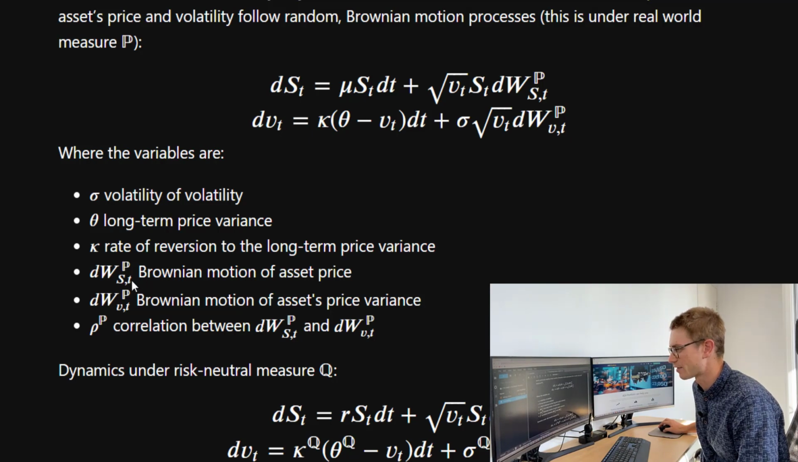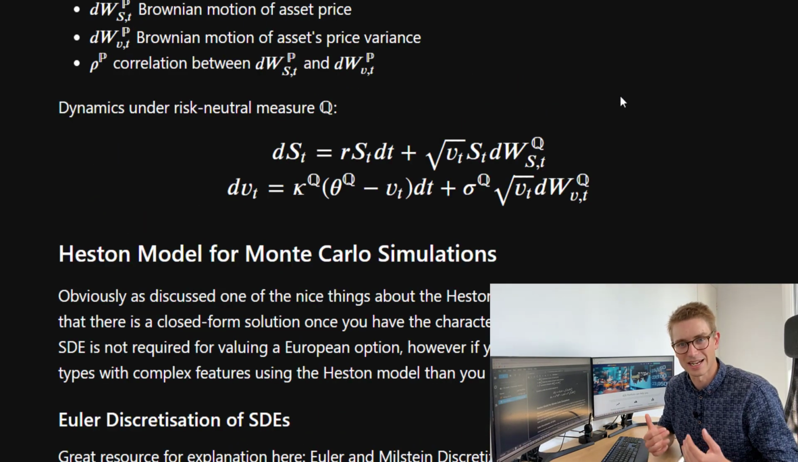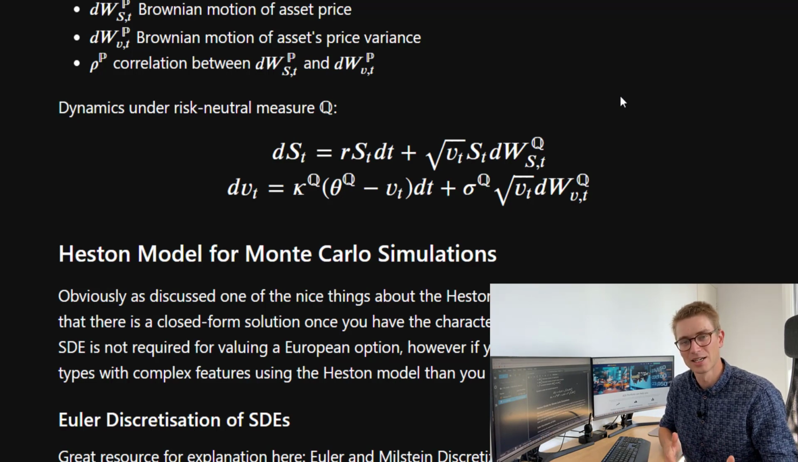And here we have the Brownian motions of the asset price and the Brownian motion of the asset price variance. Now, of course, we have some kind of correlation under this real world measure P between these two Brownian motions. So now we want to understand these dynamics under the risk neutral measure. To be able to actually change measures from the real world measure P to our risk neutral measure Q, you need to use Girsanov's theorem.